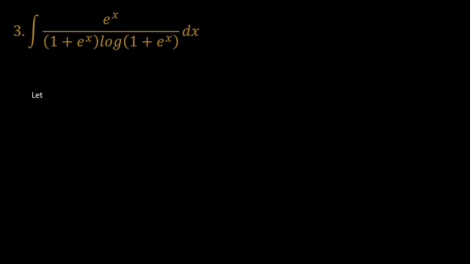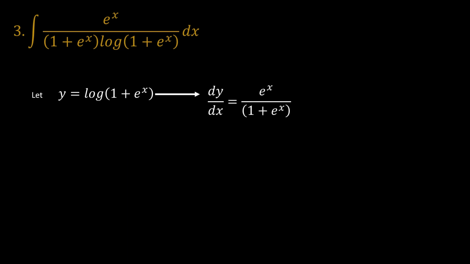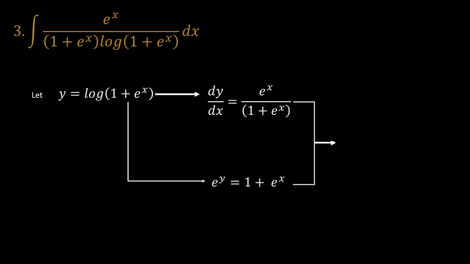So if we let, for example, y be equal to log of 1 plus e to the power x, what that means is that the derivative dy dx is the same as e to the power x over 1 plus e to the power x. And then also that means that e to the power y is equal to 1 plus e to the power x. Now combining those two things, where there is log of 1 plus e to the power x, that becomes y, and where we have 1 plus e to the power x, we get e to the power y.